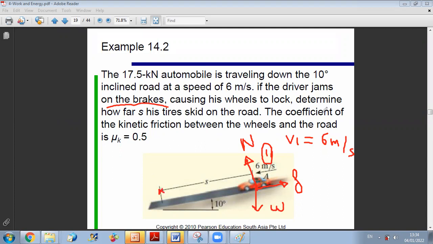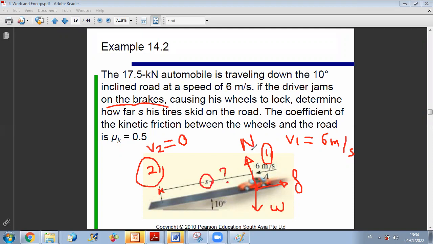Because the question is to find the distance s before the car will stop. At the final state, I want to find the distance the car will move before it stops. So at state 2, my car will stop. This means that the velocity at state 2 is 0. My unknown is the distance traveled by the car before it stops.